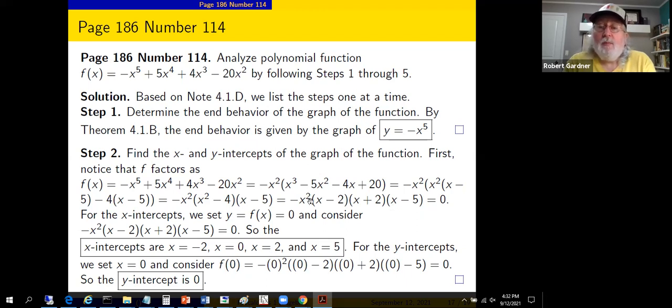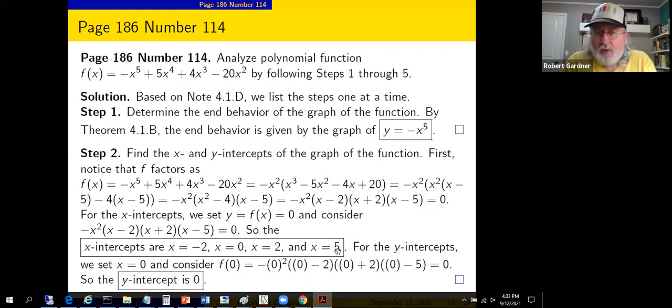By the way, multiplicity 2, multiplicity 1, 1, 1. So in the future, that'll tell us about touching the x-axis versus crossing the x-axis. Looks like it crosses the x-axis 3 times, touches it once. We're in the midst of looking for x-intercepts, so we'll set that function equal to 0. Solve for x. Set y equals f of x equals 0. Solve for x, and we get x equals negative 2 from this factor, x equals 0 from this factor, x equals 2 from this factor, and x equals 5 from that factor.